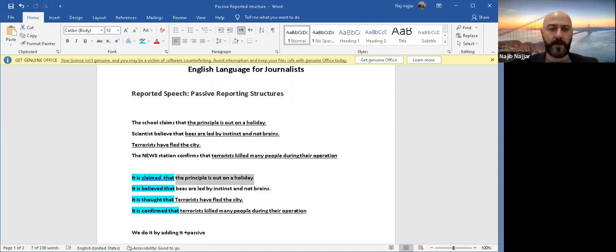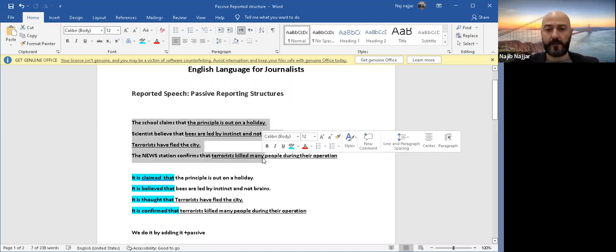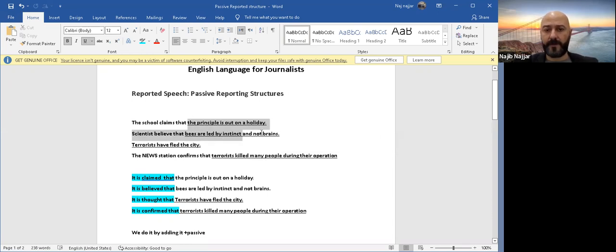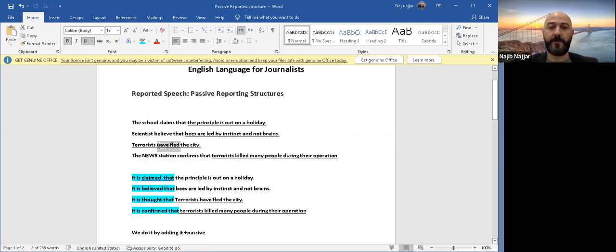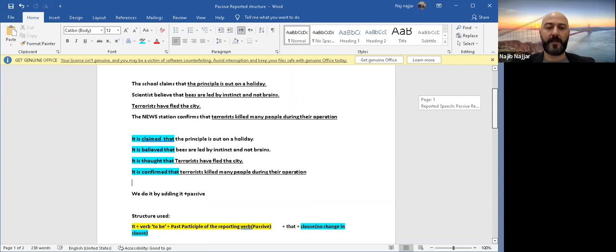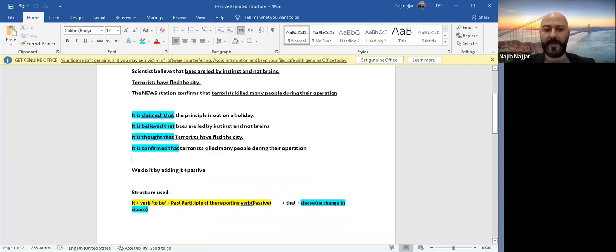Now we finished part one, which is 4 sentences. 2 are in present forms and 2 are in past. Here we have the past simple and here the present perfect, which also reflects the past timing. Now, these are 4 reported sentences. What type of structure did I use here? As I said, we do it by adding it plus passive. It is claimed that, it is believed that, it is thought that, it is confirmed that, and you just drop the idea as is without changing anything. Take a look at them.